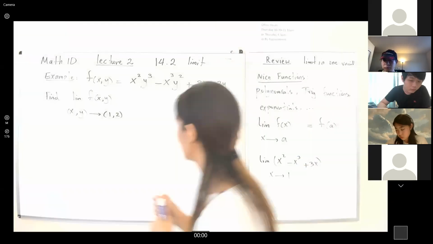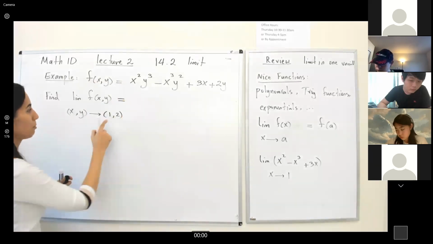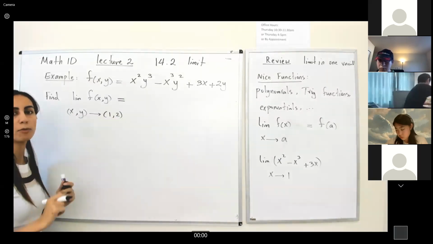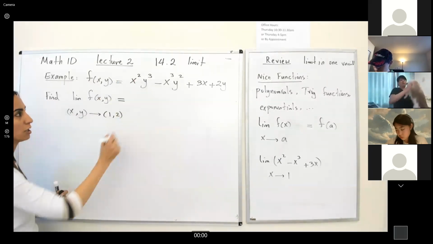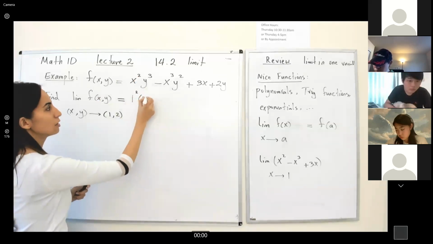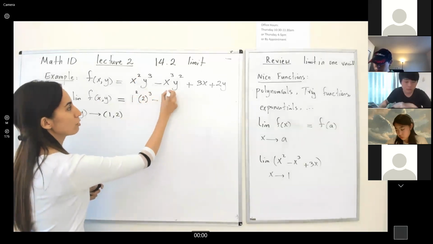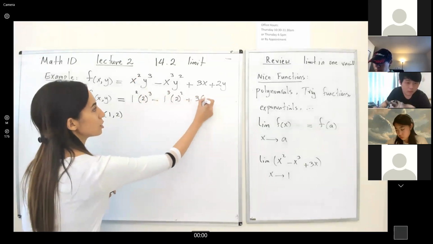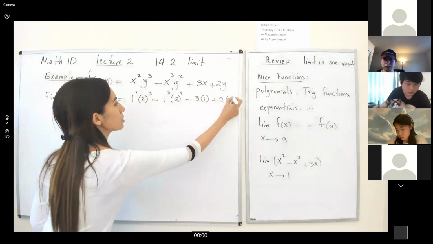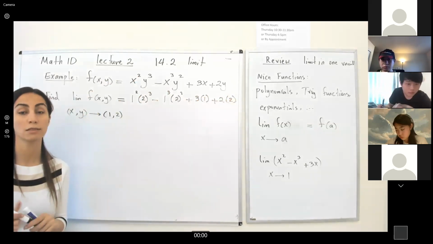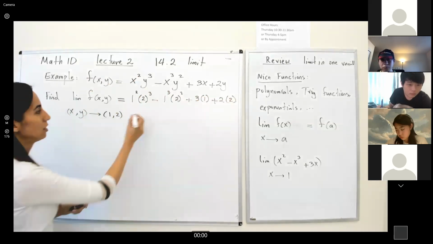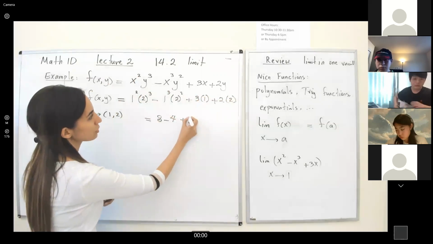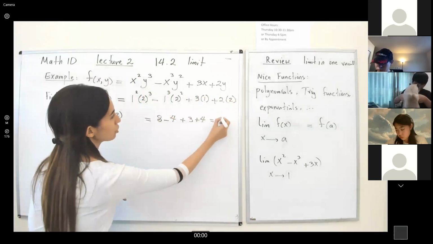Okay. So here, my x is 1, my y is 2. I just directly substitute these into the function. I have 1 squared times 2 cubed minus 1 cubed times 2 squared plus 3 times 1 plus 2 times 2. Direct substitution. So here we get 8 minus 4 plus 3 plus 4, which is 11.